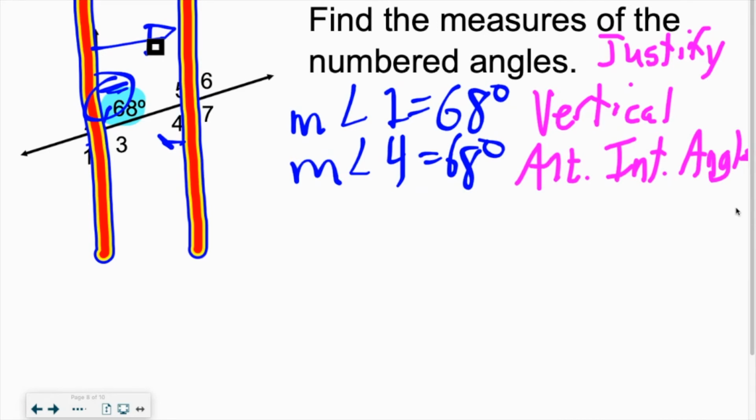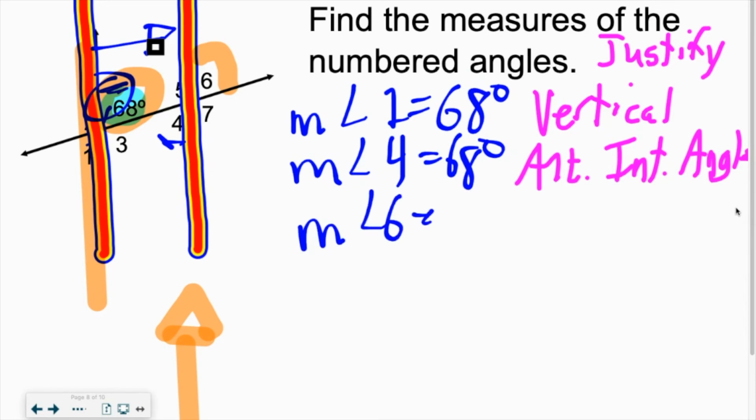And now number 6 and 4, you could say, well, since 4 is 68, 4 and 6 are vertical, but I want to keep using some of these other words. So again, when we're looking at these, we have this 68 degrees located right up here on the top, the upper right on this line. So let's go to this other line here and find the angle that's also in the upper right. That would be angle 6. So the measure of angle 6 is also 68 degrees. Why? It's in the same spot as the angle we were given. That's the corresponding angles.